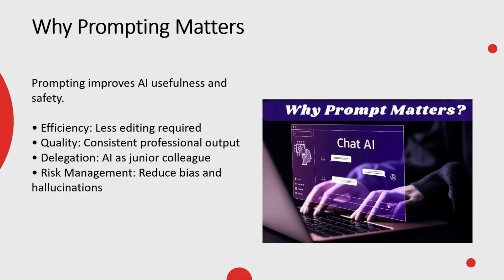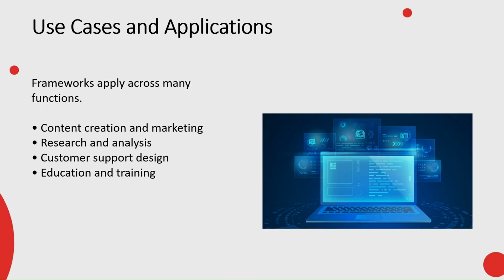So as you can see, with good prompting, you get better efficiency, better quality. It is like a junior colleague, you know, that once you teach them how to do things properly, you will get better work from them. And also, there is a degree of risk management.